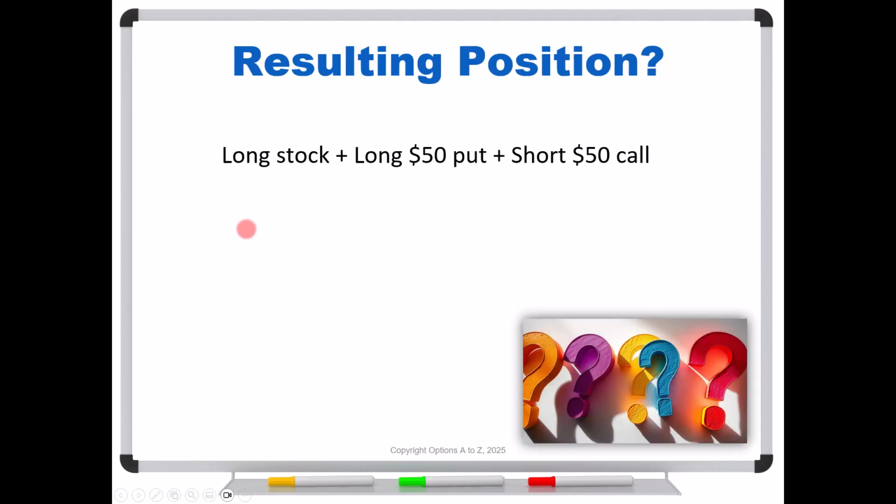So what's the resulting position after all of this? Well, if you remember, the market maker bought 1,000 shares of stock. He just bought that long $50 put, and he's also short the $50 call. And his primary goal for shorting this $50 call was to fill your order that was a long $50 call. So these three pieces right here, long stock, long put, and a short call, make up a special type of trade or strategy called a conversion.